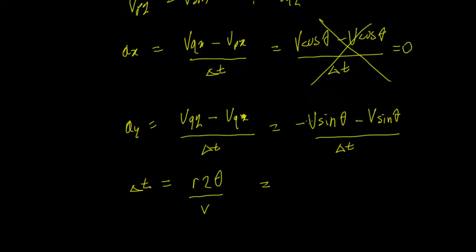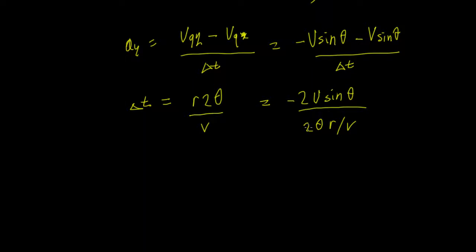So we can rewrite this one above as minus 2v sine theta upon 2 theta r upon v. Again, we can take that and rewrite it. The 2's are going to cancel and the v is going to come up, so you're going to have minus v squared upon r, and we're going to have our sine theta upon theta.